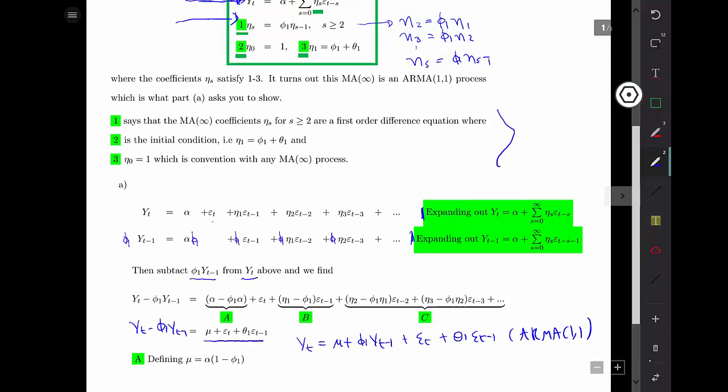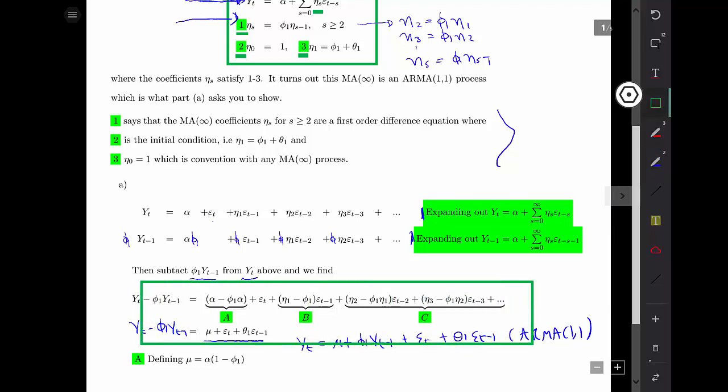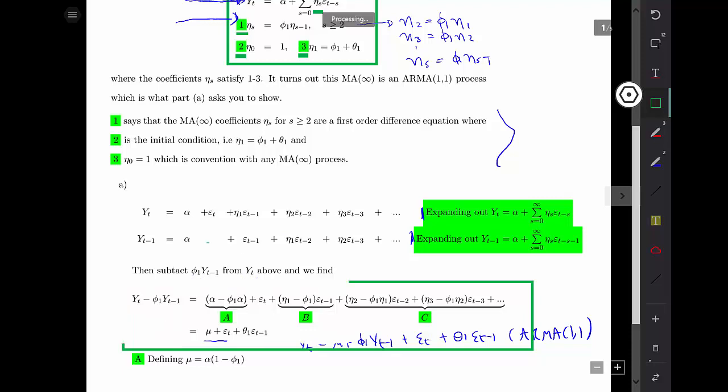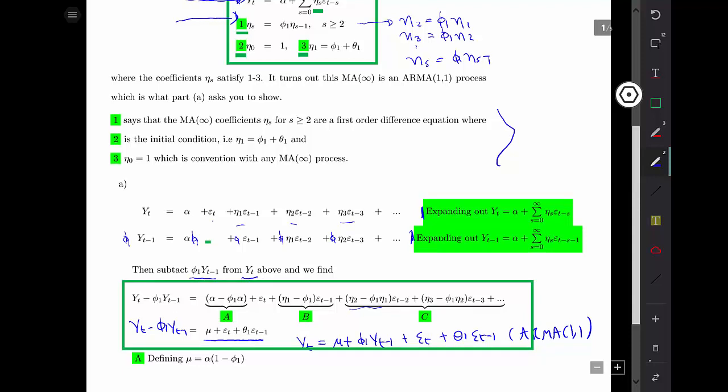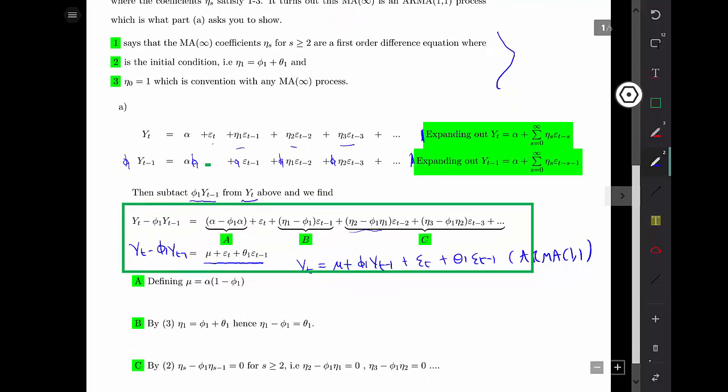Okay, so we can see then, subtracting, we're going to get alpha minus psi1 alpha, that's part A, plus epsilon t. There is no epsilon t in this part here. Plus, then we're going to get e1 minus psi1 e0, epsilon t minus 1, subtracting this from this. Then we're going to get e2 minus psi1 e1 of epsilon t minus 2. Then e3 minus psi1 e2. And you're going to keep going, dot, dot, dot, forever and ever.